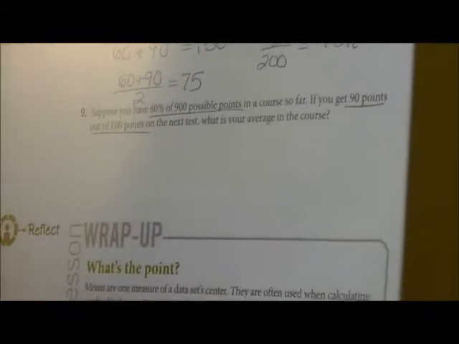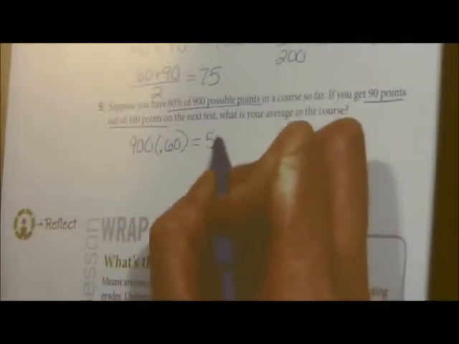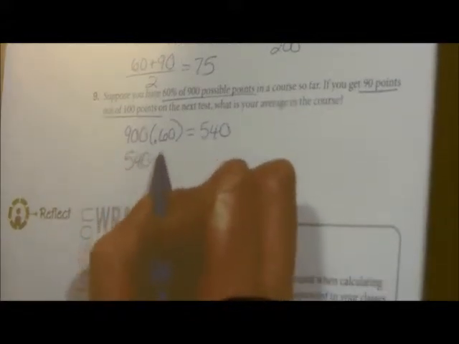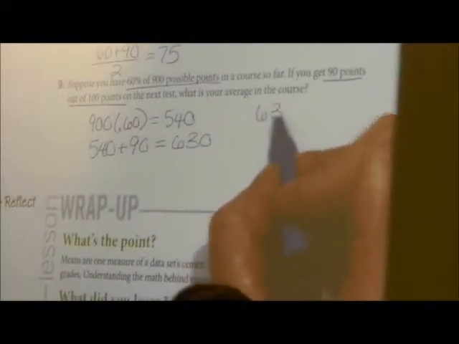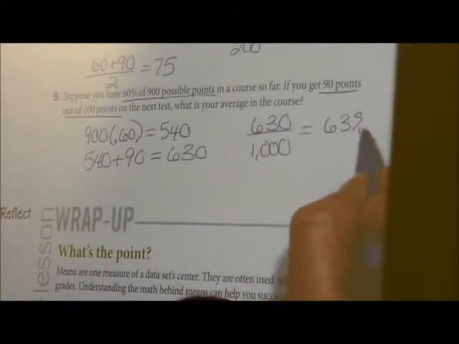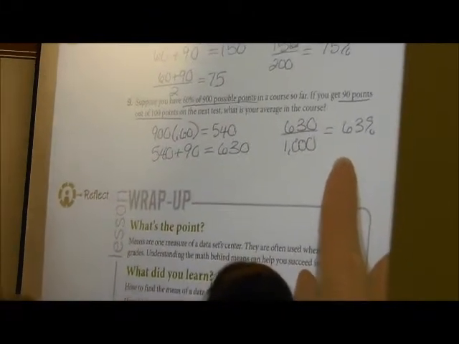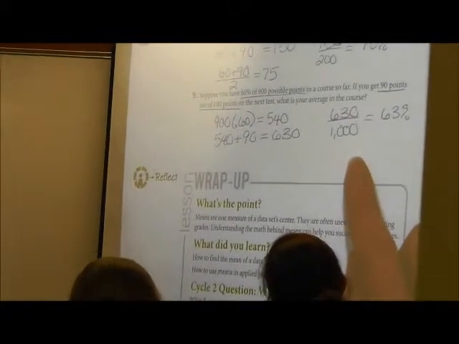Yeah. Okay, so tell me what you were doing. Multiply 900 by 0.60, okay, to get 540. Okay, and then you add 90, okay, and divide by 1,000. So you get 630 points, and then you're doing 630 out of 1,000. You get 63%. We all agree on the number? Yeah? Okay, anybody do it differently? Or everybody did some version of this, pretty close?